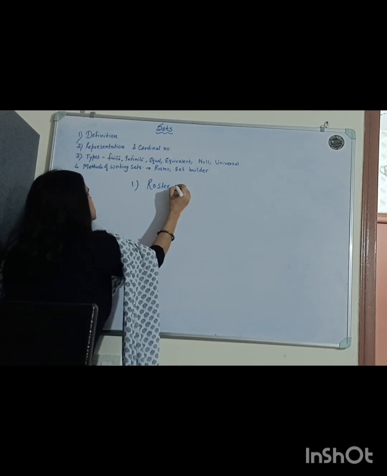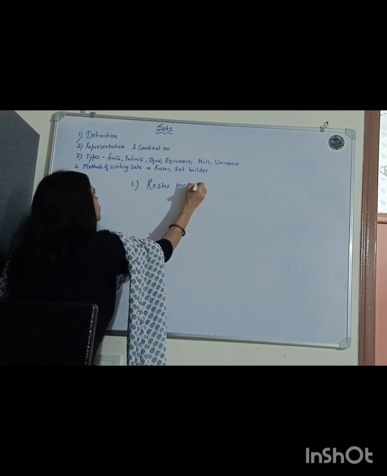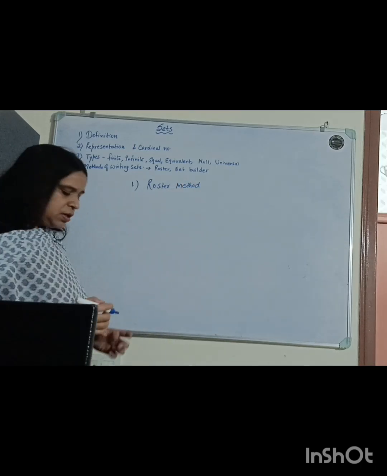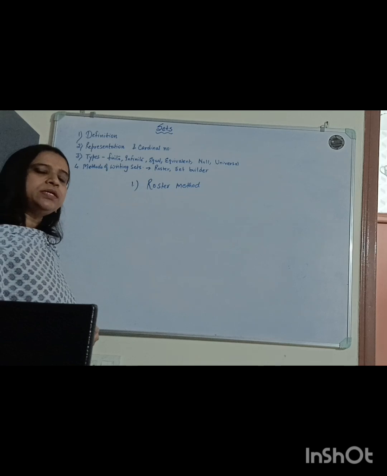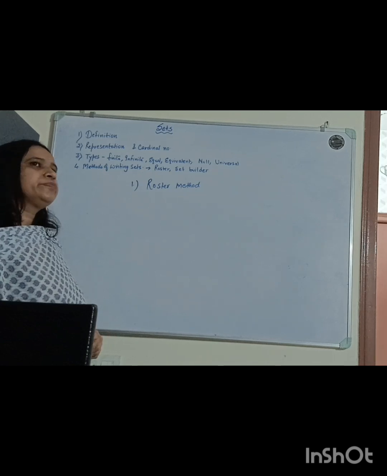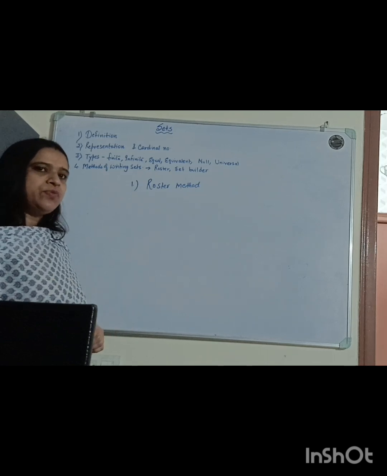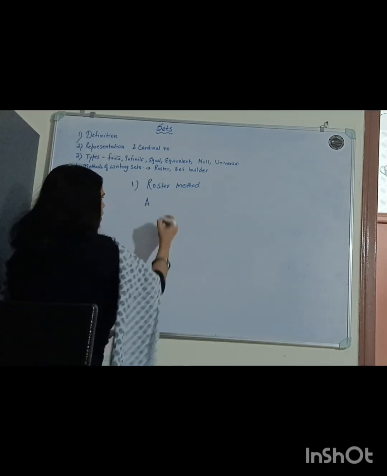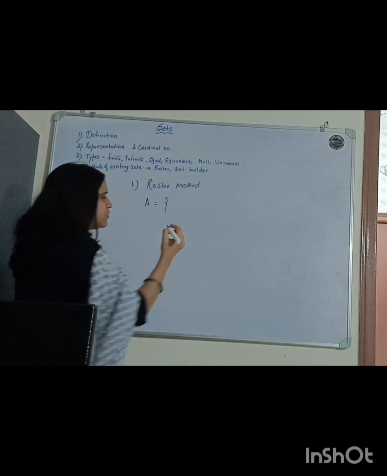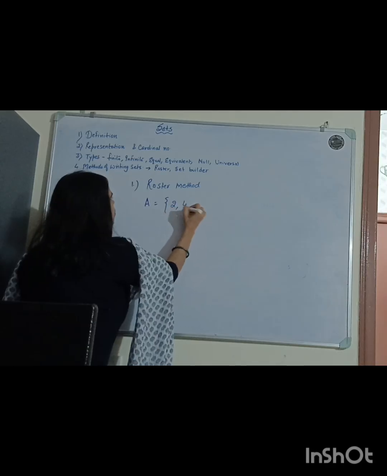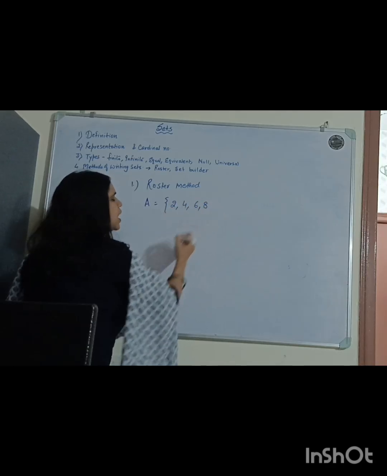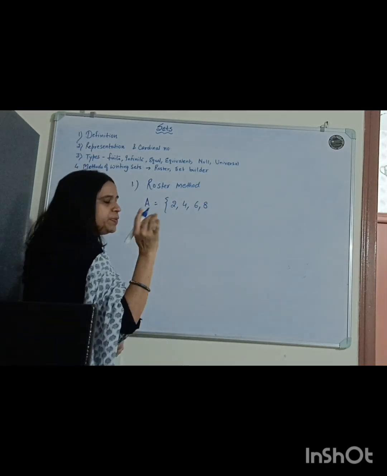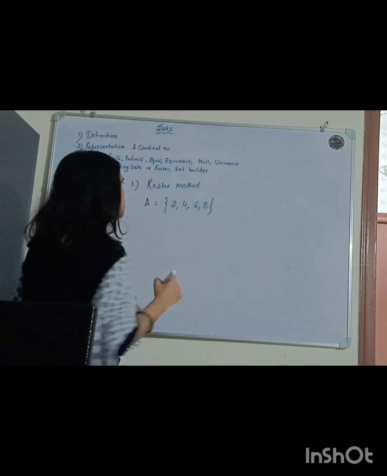Suppose I am saying the collection of all the even numbers less than 10. I will take one alphabet, A equal to, so even numbers start from 2, then 4, then 6, then 8. Less than 10, that means 10 cannot be there. So this is our answer.